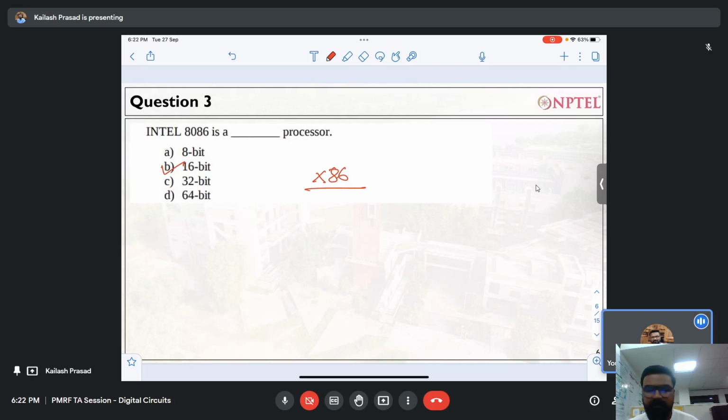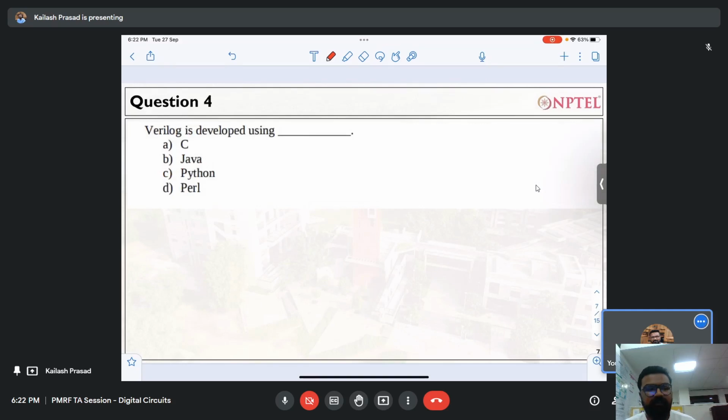So all the Intel architecture follows the x86 architecture. Obviously it is not the basic one, it has been much more advanced. But if you want to narrow down and understand the complex architecture, 8086 is the way to go. Okay, moving to next question.